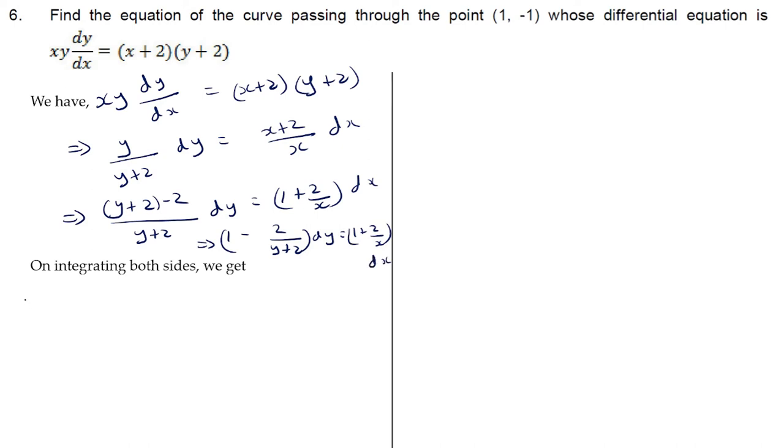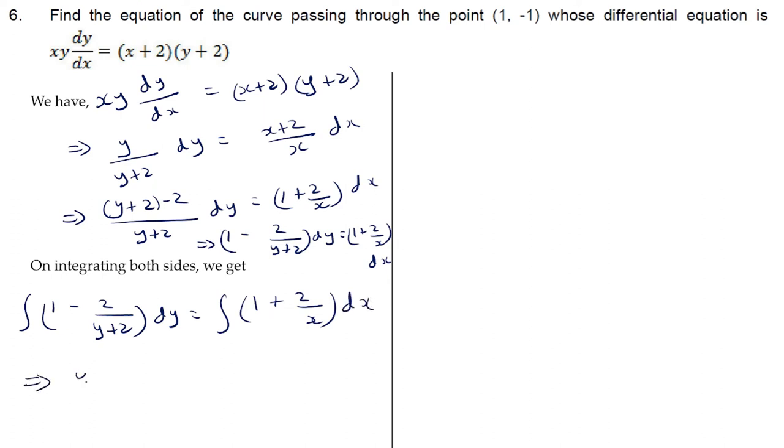Now let us integrate both sides. So on integrating both sides, we get integral of 1 minus 2 by y plus 2 dy equal to integral 1 plus 2 by x dx. Now let us integrate this. Integral dy is y minus integral 2 by y plus 2 dy is 2 times log mod y plus 2, equal to integral dx is x plus integral 2 by x is 2 log mod x, plus c.